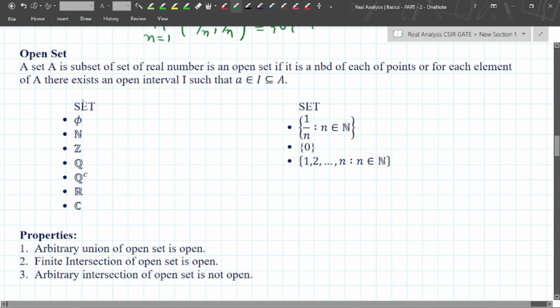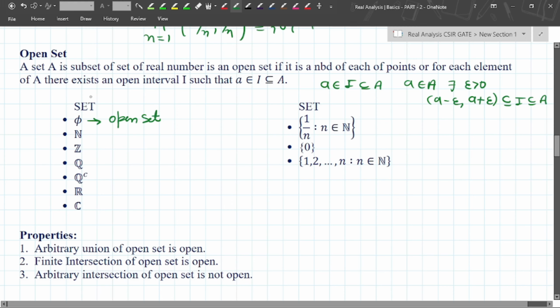Now let's identify open sets. For example, if a belongs to I, which is a subset of A, then there exists an epsilon greater than 0 for which A minus epsilon to A plus epsilon must be contained in I, and I should be contained in A. Now, for example, phi is an open set. It can't be a neighborhood of any point, but it is clearly an open set.